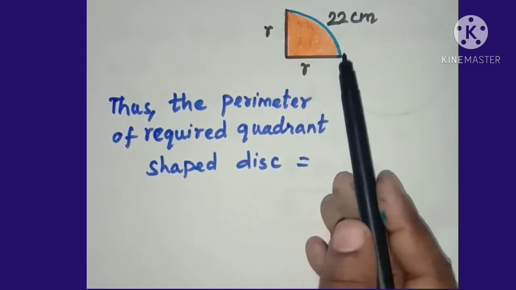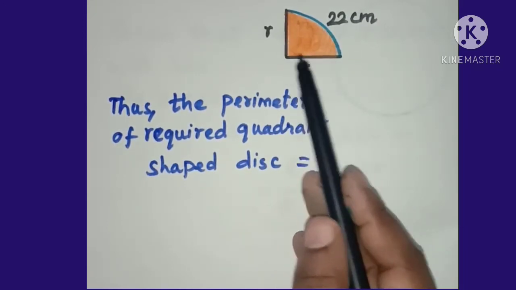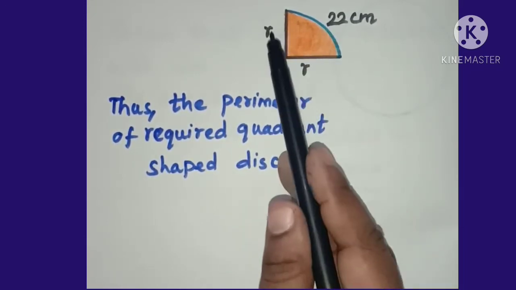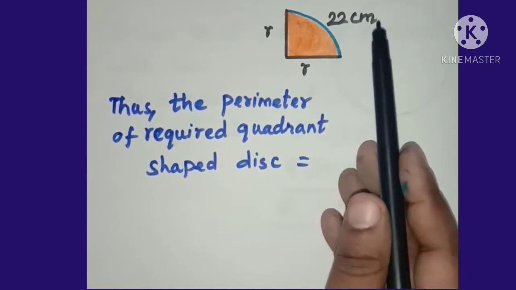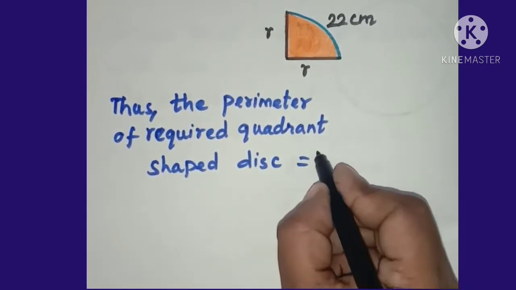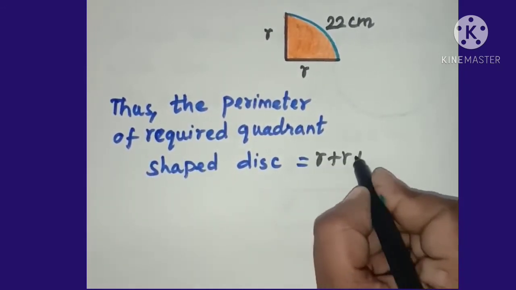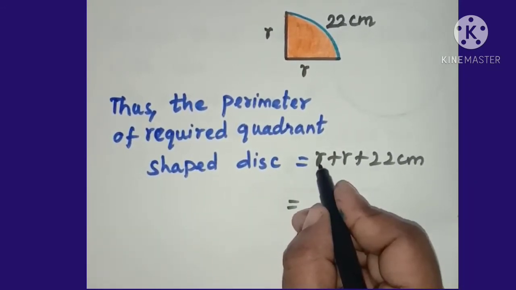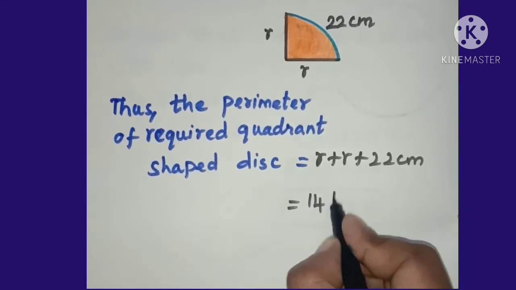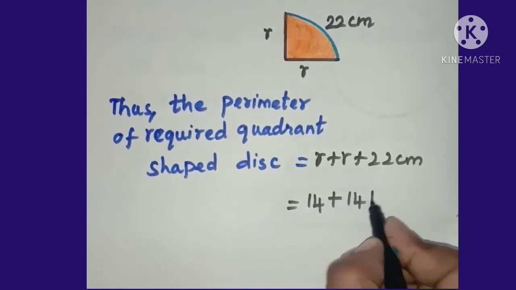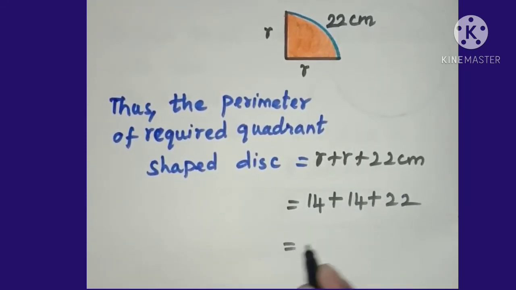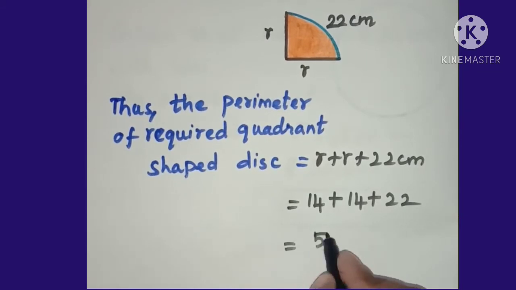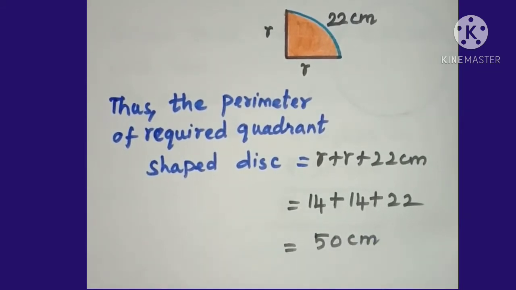Students, the perimeter of the required quadrant shaped disc. So this is a quadrant shaped disc, and here the perimeter is the length of the boundary, that is r plus 22 centimeter. So what is the value of r? That is 14 plus 22, so that is 50 centimeter. So the perimeter of the required quadrant shaped disc is 50 centimeter.